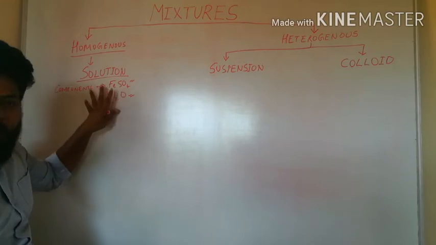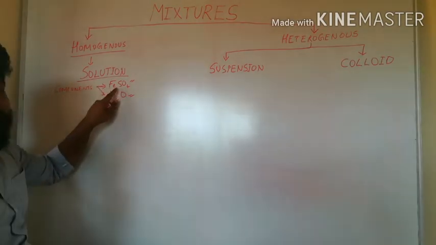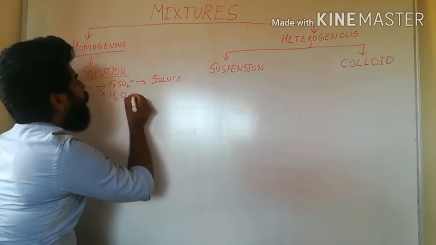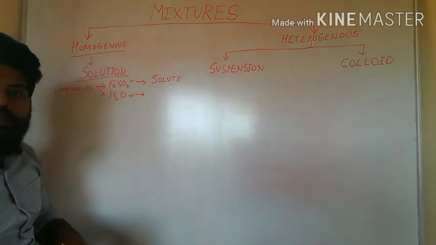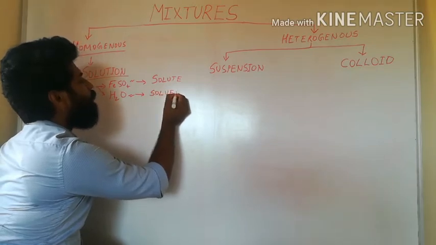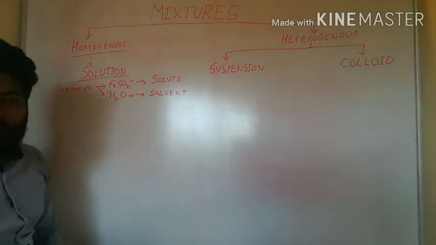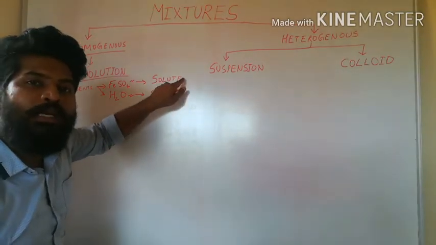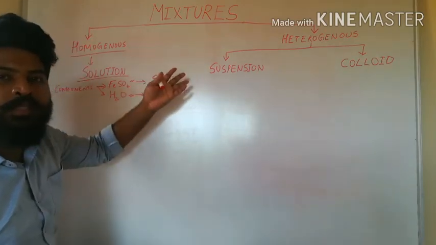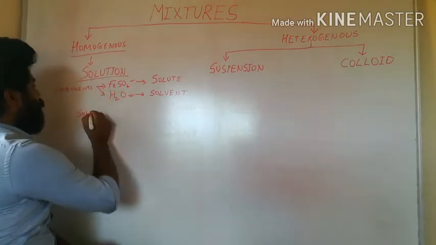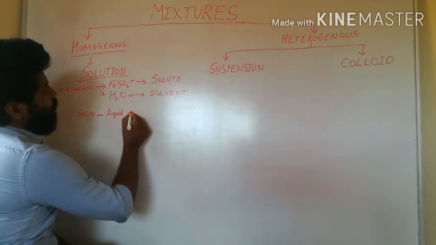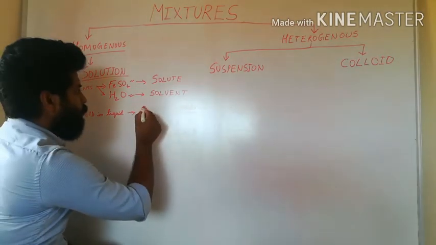So in a solution, the component which is present in least amount is called a solute, and the component which is present in maximum amount or volume is called a solvent. Usually, solute is dissolved in the solvent. Solvent is the one that dissolves the solute. Such a type is a solid in liquid solution. Solid in liquid. Example, salt solution.